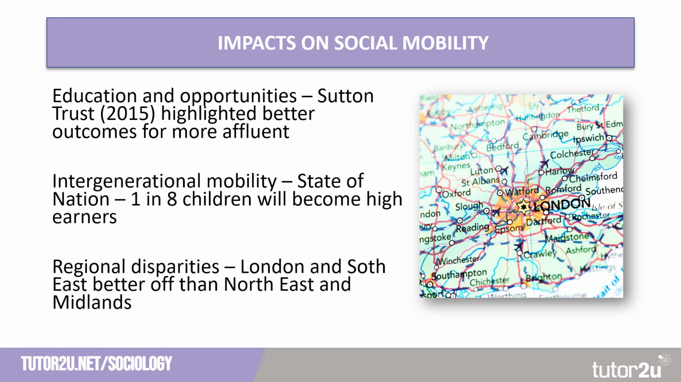The UK also exhibits significant regional disparities in social mobility. Areas with high income inequality, such as parts of London and the South East, often have better opportunities for upward mobility compared to regions like the North East and parts of the Midlands, where economic opportunities are more limited.